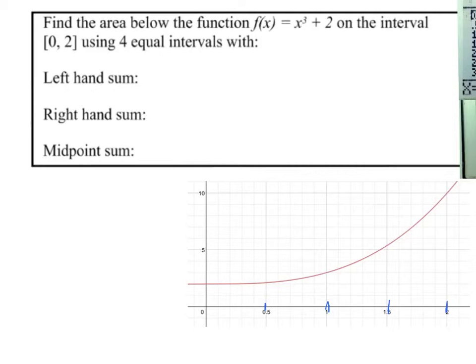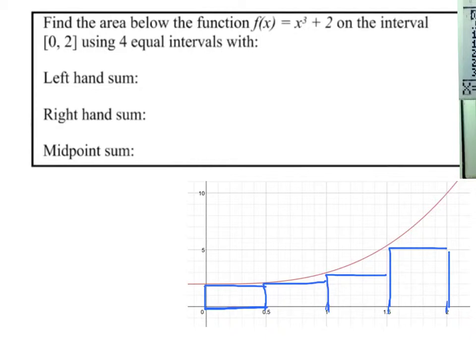So the first one, left-hand sum, means that from 0 to 0.5 for this first interval, the left side sets our height. From 0.5 to 1, the left side sets the height. From 1 to 1.5, from 1.5 to 2. So you'll notice that this is definitely going to be an underestimate. Anytime a function like x cubed plus 2 is increasing and concave up, and make sure you see that it is increasing and concave up, the left-hand sum will be an underestimate.